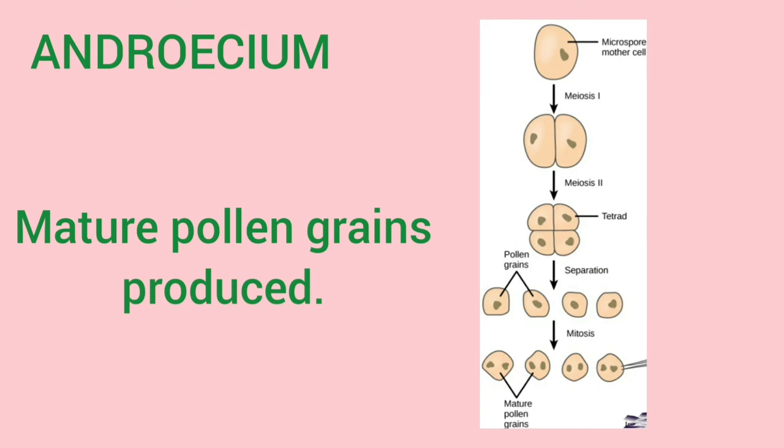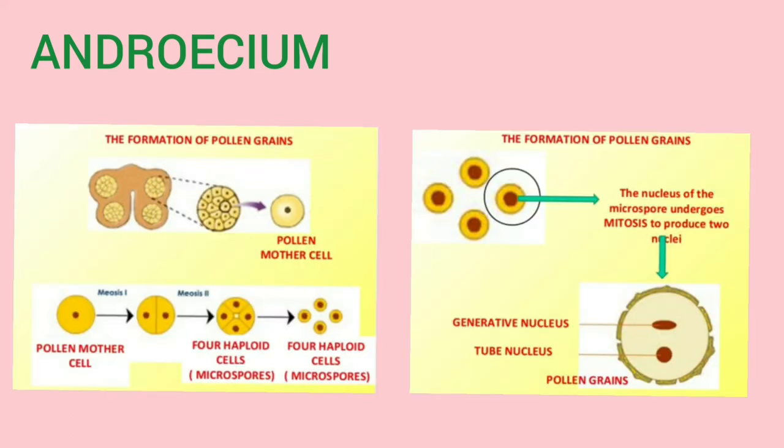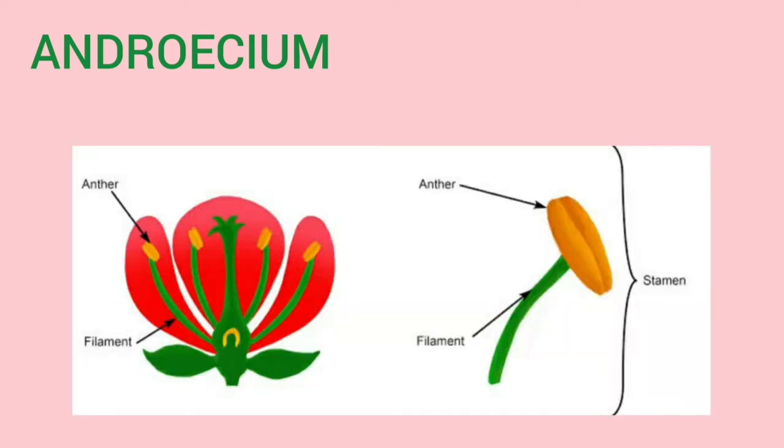Here, pollen is produced by meiosis. Anther has microsporangia, which are usually four-lobed structures. They are the pollen sacs. In these pollen sacs, microspores develop into pollen grains. The filament is a thread-like structure keeping the anther in place.